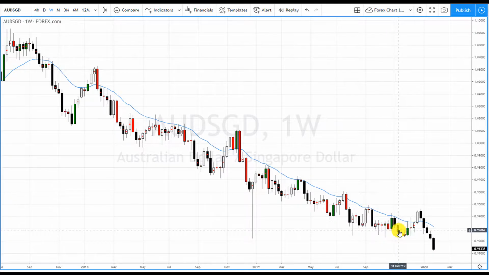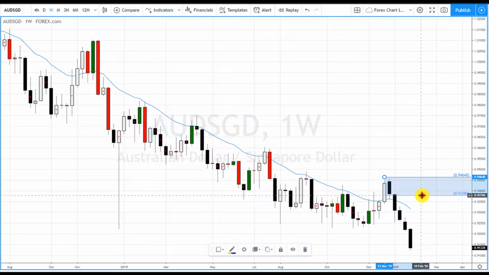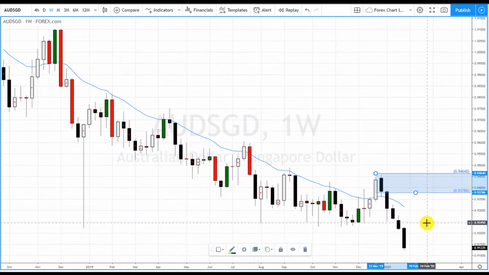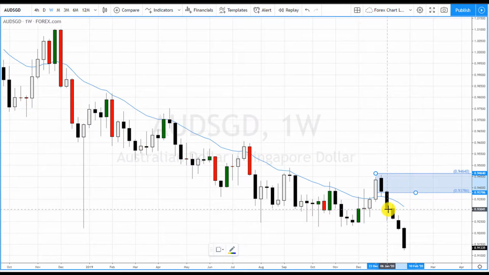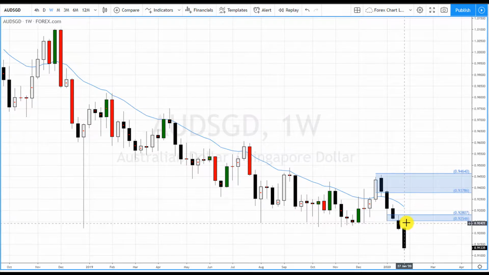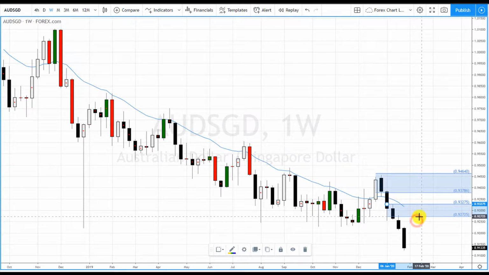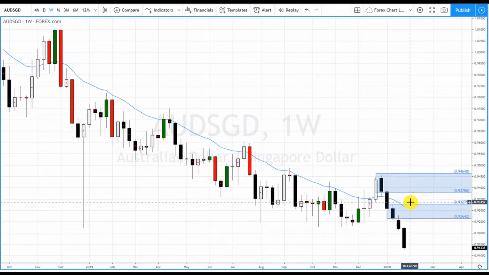On the weekly, this is what we have. We have a supply zone up here and a potential area of supply, let's just say within this area. This is not supply on the weekly, but it could be a level of supply on the lower time frames. Depending on what time frame you're trading, if you're trading the daily or the 4-hour, then this would be a good area to take a look.